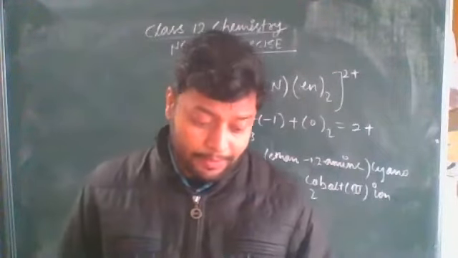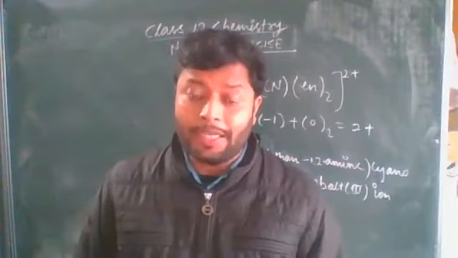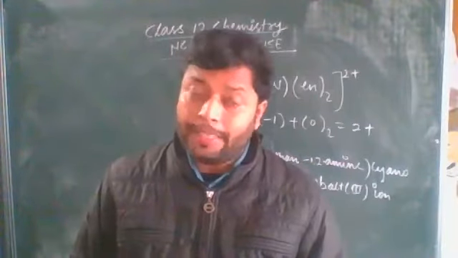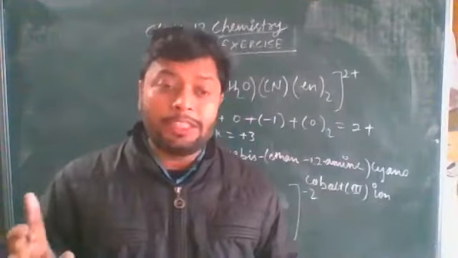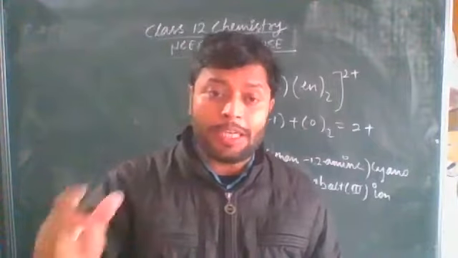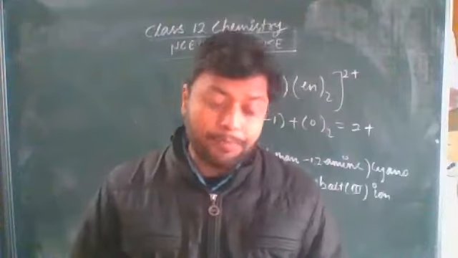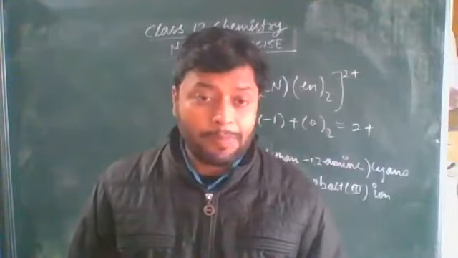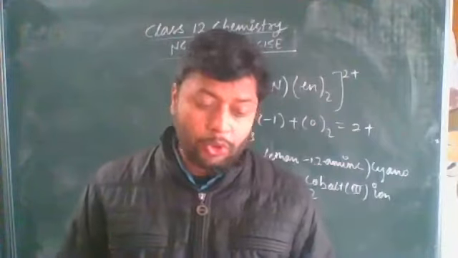Suppose diamminedichlorido platinum(II) is the complex name. Diammine means NH3 twice. Dichlorido means Cl2. Platinum(II). So the formula will be [PtCl2(NH3)2], and the whole bracket must carry some charge. What should be the charge?